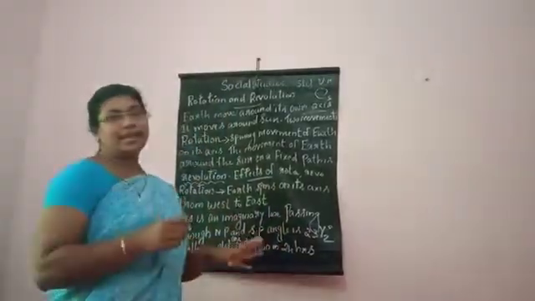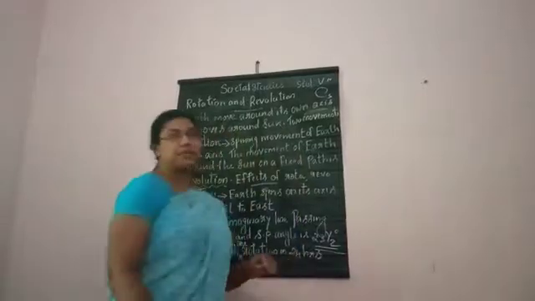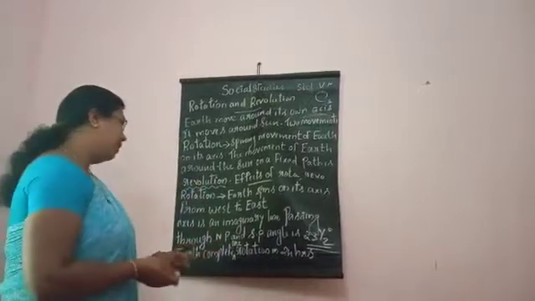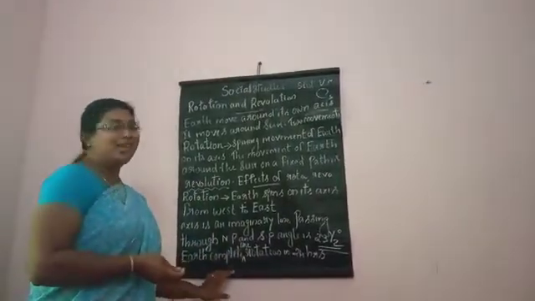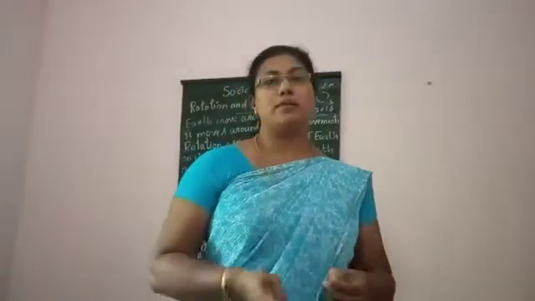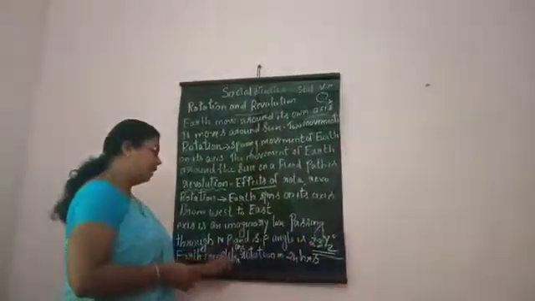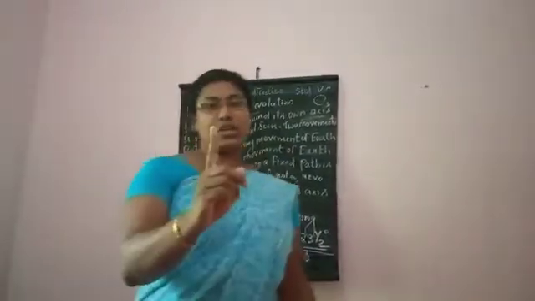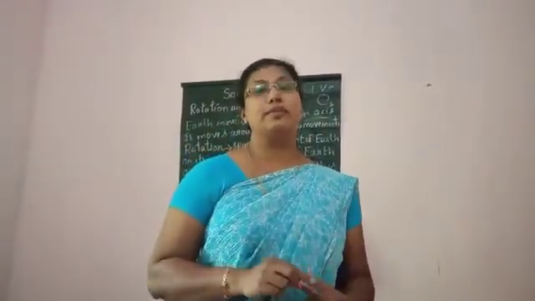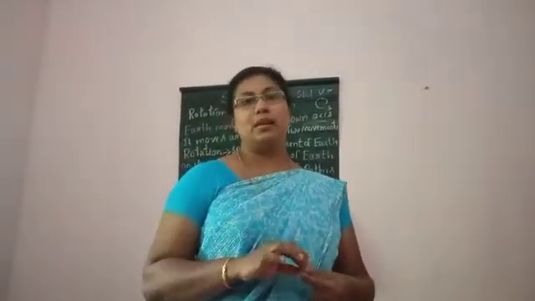And what is the angle? The angle is 23.5 degrees. And the next one: the earth completes one rotation in 24 hours. That is one day, 24 hours. The earth completes one rotation in 24 hours. So 12 plus 12, 24.